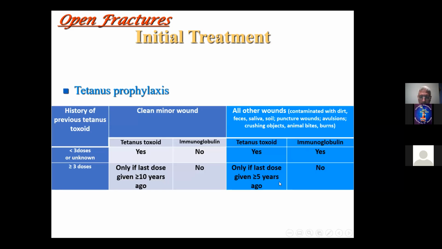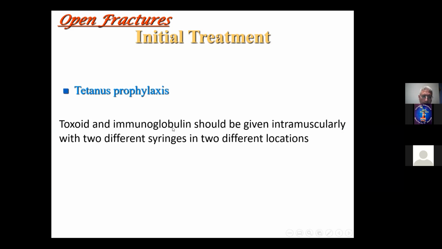But if he completed the course of vaccination, we check the last vaccination. Is it within 5 or more years? If so, he's going to take tetanus toxoid, and he's not going to take immunoglobulin. This is an important note: the toxoid and immunoglobulin should be given intramuscularly with 2 different syringes in 2 different locations.